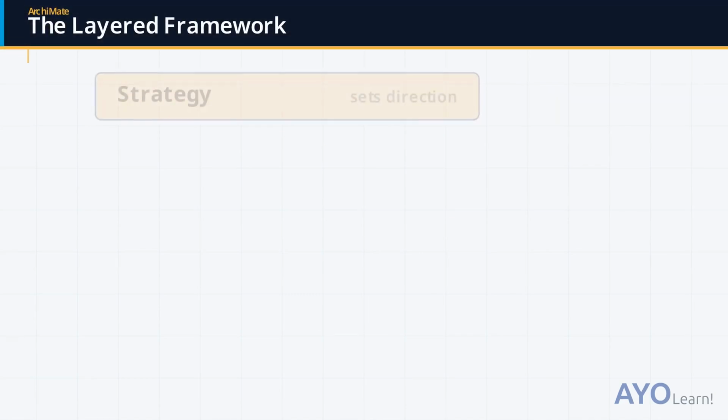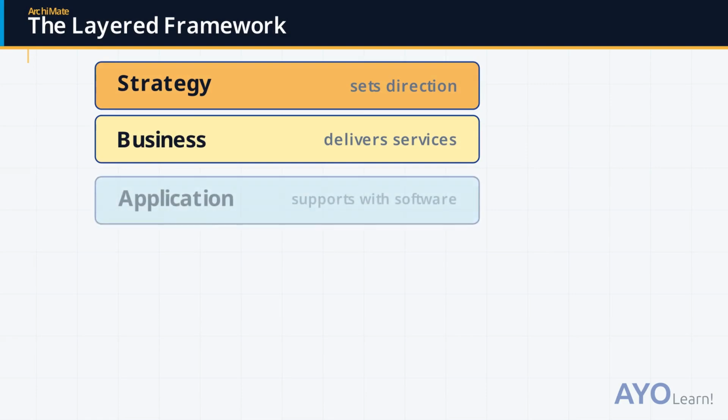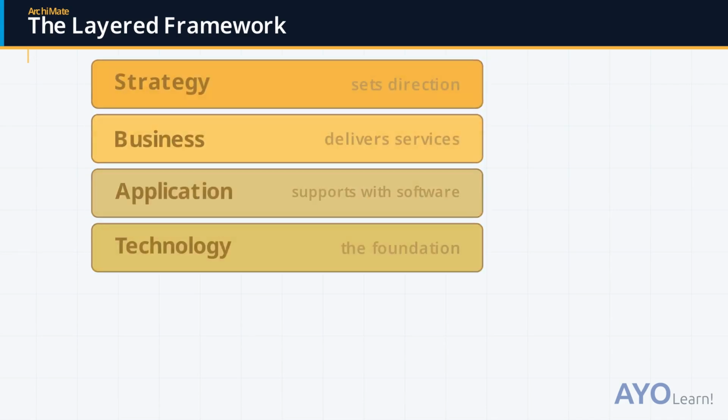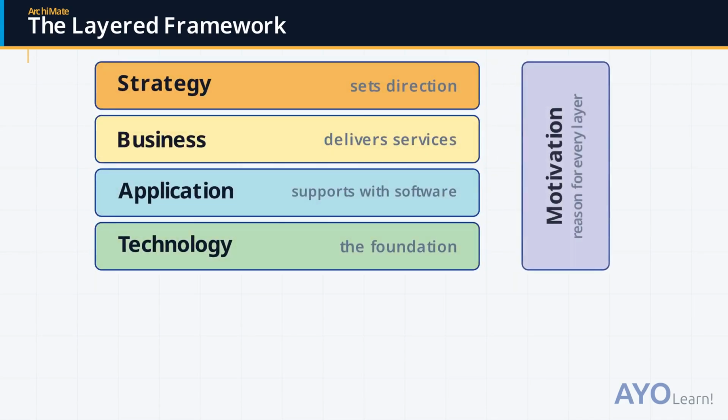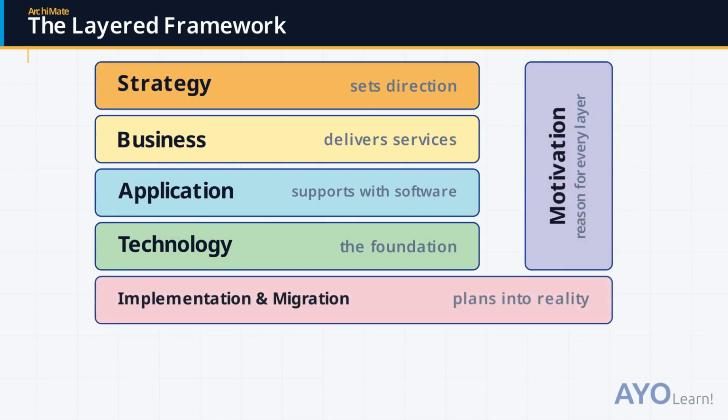ArchiMate organizes architecture into layers. 4 core layers stack up. Strategy sets direction, business delivers services, application supports with software, and technology forms the foundation. Motivation stands crosswise, the reason behind every layer. Then implementation and migration closes at the bottom, turning plans into reality. Each layer plays its own role.